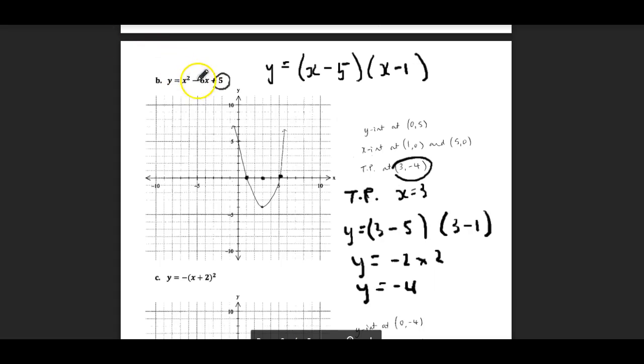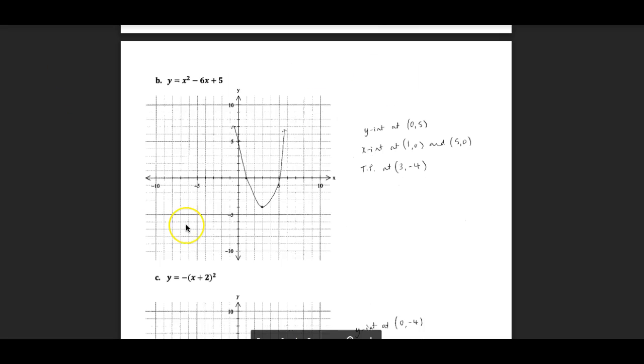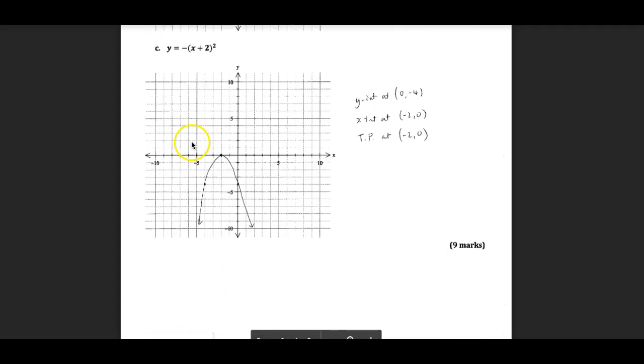You could also, if you wanted to, complete the square here to get it into turning point form to find the turning point. But I think it's a lot easier, well, it's not necessarily easier, it's just a shorter way of doing it by factorizing. You don't always have to complete the square. All right, let's move on to C.